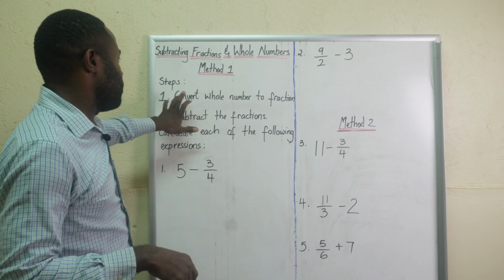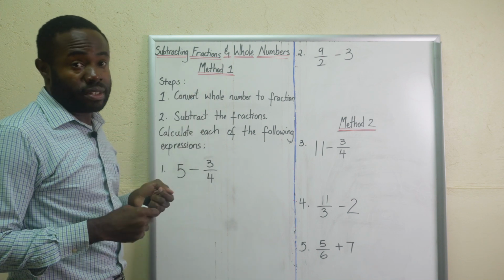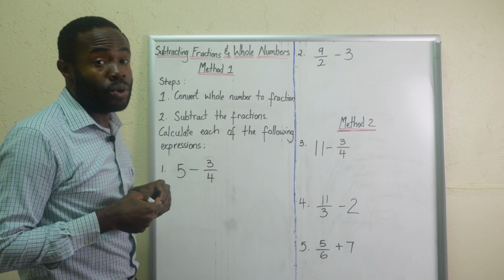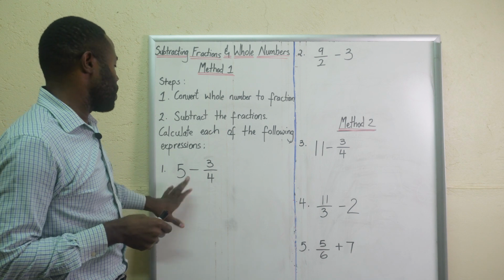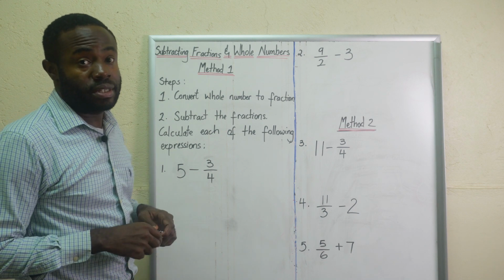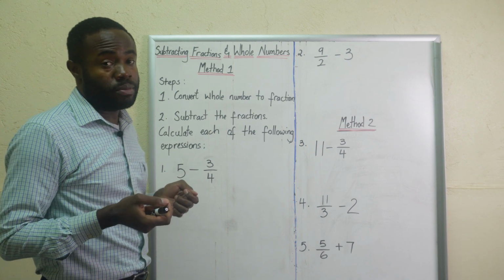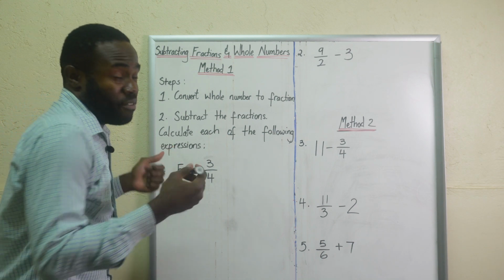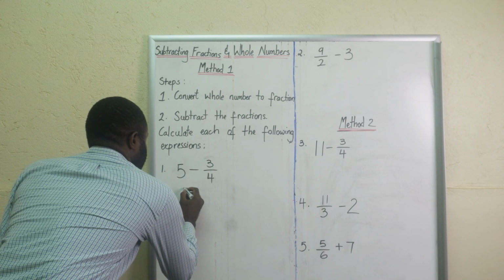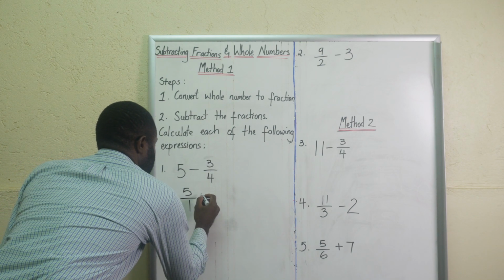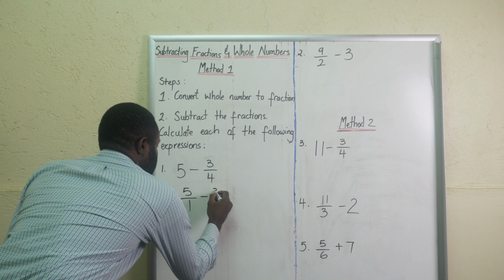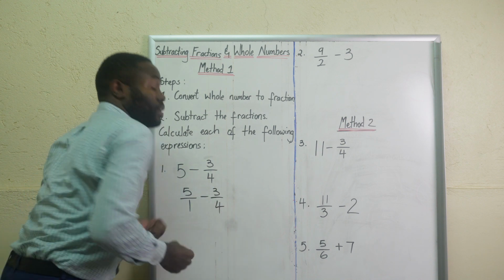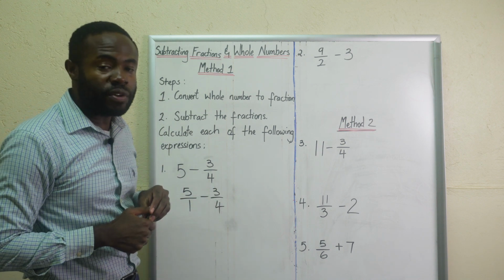All right. Step 1 suggests, of method 1 that is, that we are supposed to convert the whole number to a fraction. Our whole number right here is 5. So in converting a whole number to a fraction, we simply divide by 1. So that will be 5 over 1, minus 3 over 4. So now we have two fractions.